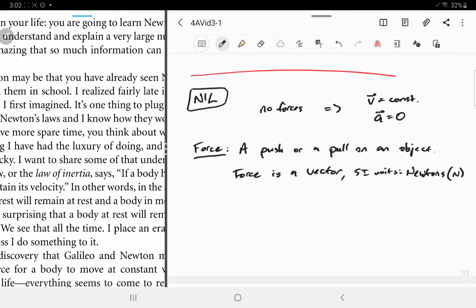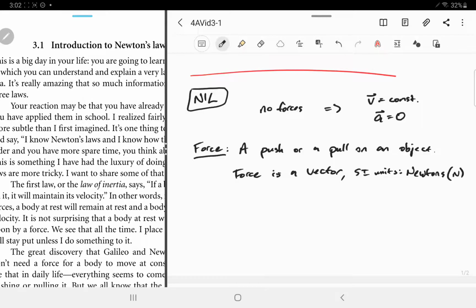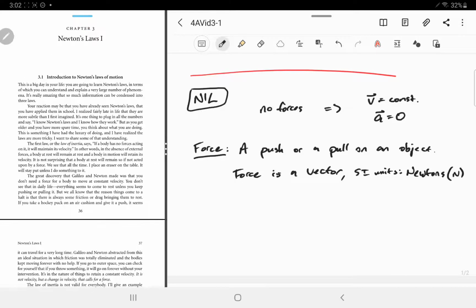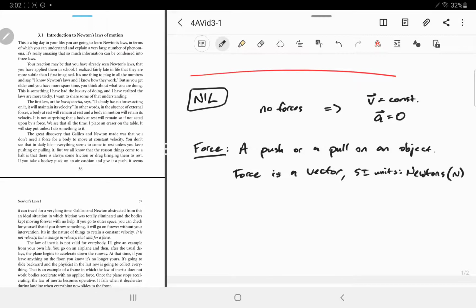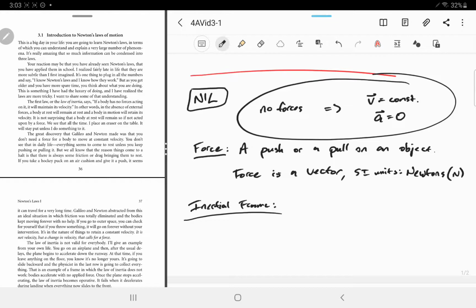Shankar introduces the first law as the law of inertia. Related to this is what's called an inertial frame, another definition I want to introduce. Inertial frame. So this statement right here: no forces means velocity is constant.